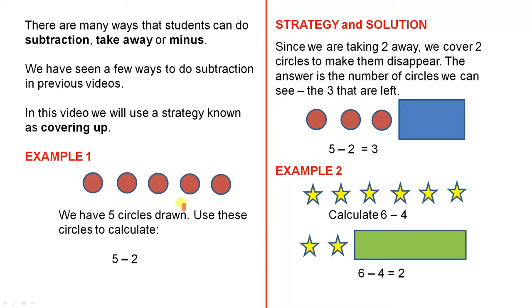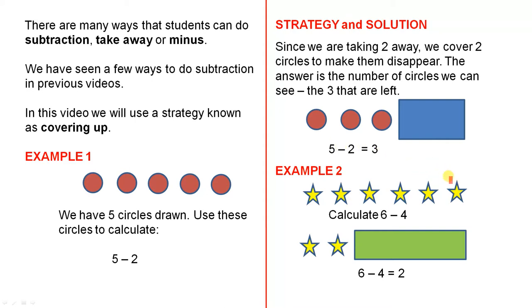We have 5 circles drawn. Use these circles to calculate 5 take away 2. Here's a strategy and solution. Since we are taking 2 away, we cover 2 circles to make them disappear. So we've done that. The 2 circles are under here, we can't see them anymore. The answer is the number of circles we can see, the 3 that are left. 1, 2, 3. So they are the 3 circles that are left. So 5 take away 2 equals 3.